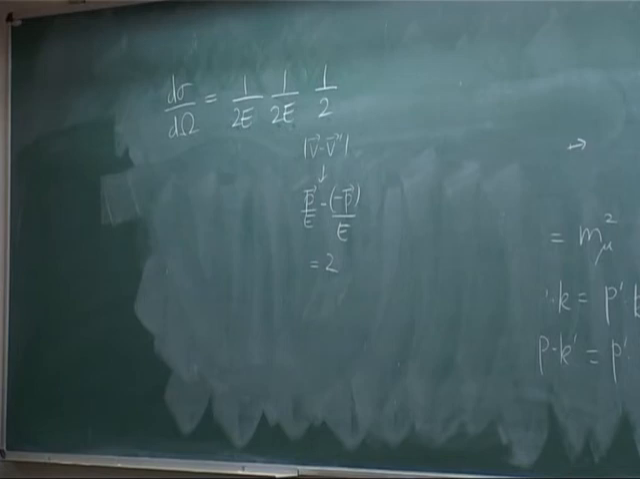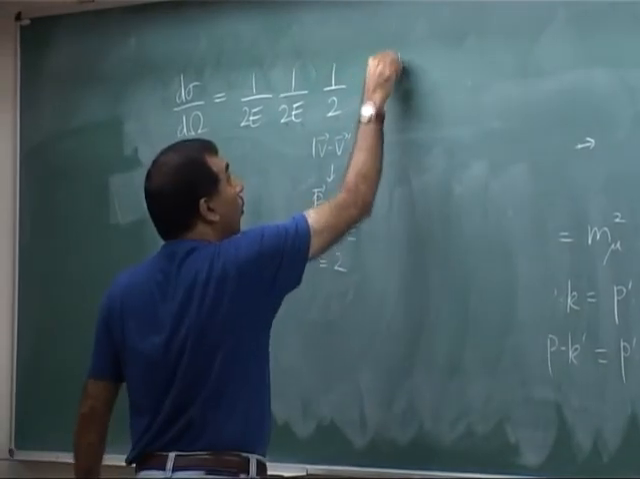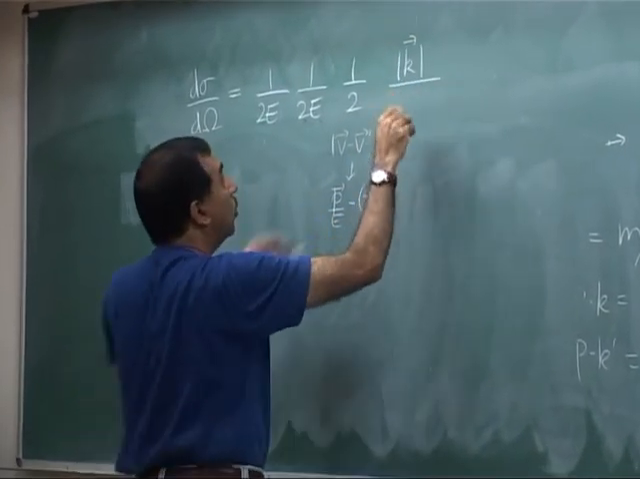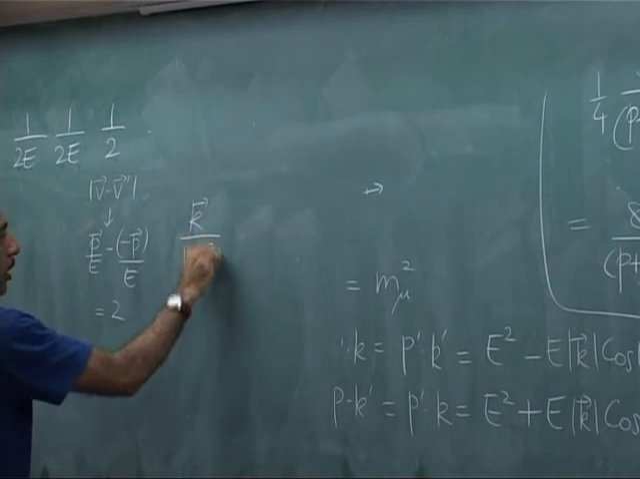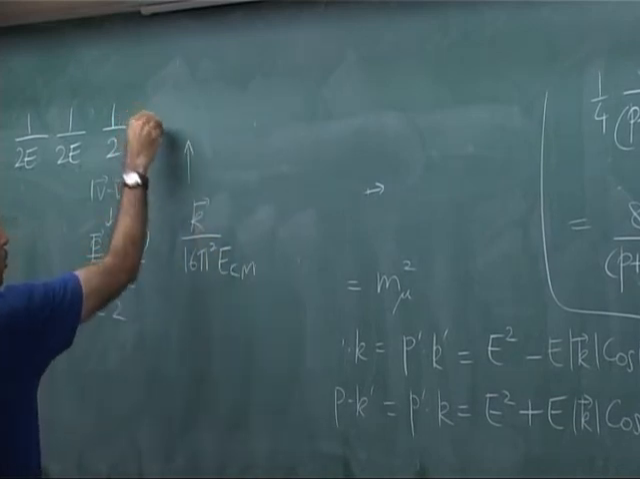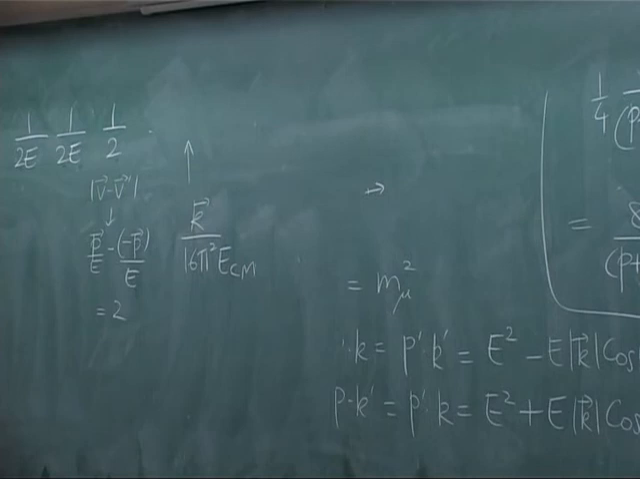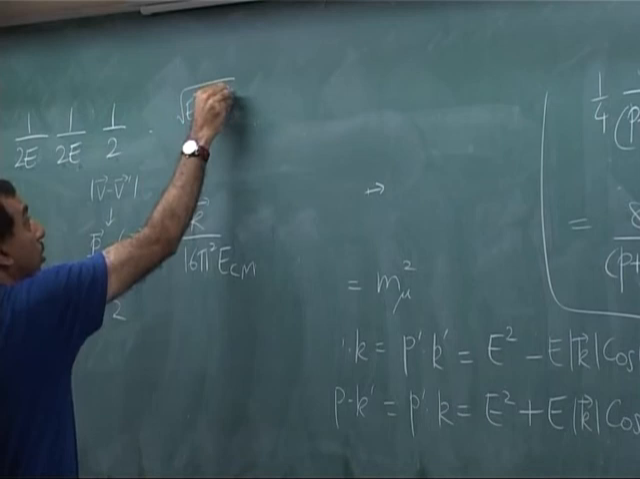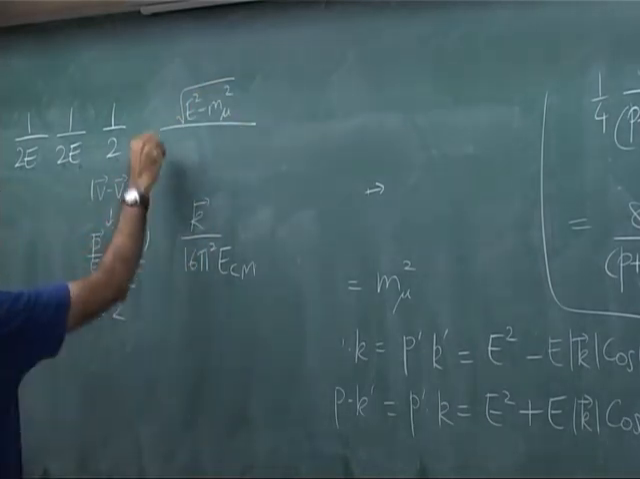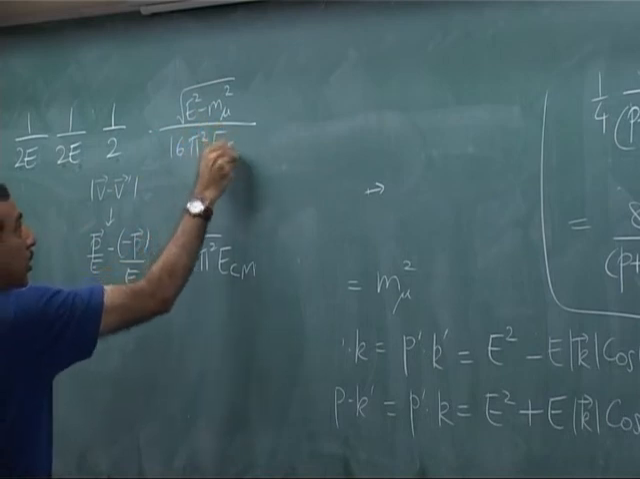Okay. Then mod K upon 16 pi squared E Cm. So let me write the factor here, K upon 16 pi squared E Cm. When I put it here, mod K is square root of 1 minus m mu squared upon E squared. So it is square root of E squared minus m mu squared, that's mod K, and the denominator is 16 pi squared E Cm.